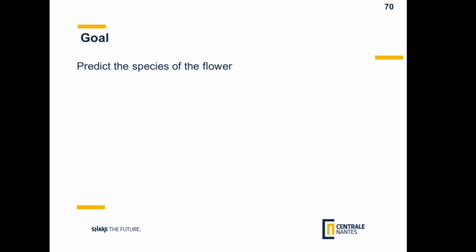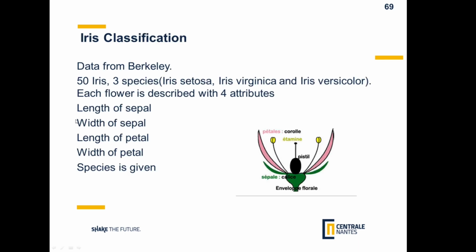So of course, in real life, when you are facing a flower, there are multiple aspects that will be used to classify it: the color of the petal, the place where you found the flower, and so on. But here the objective is only to use those 4 numerical attributes to predict the species.